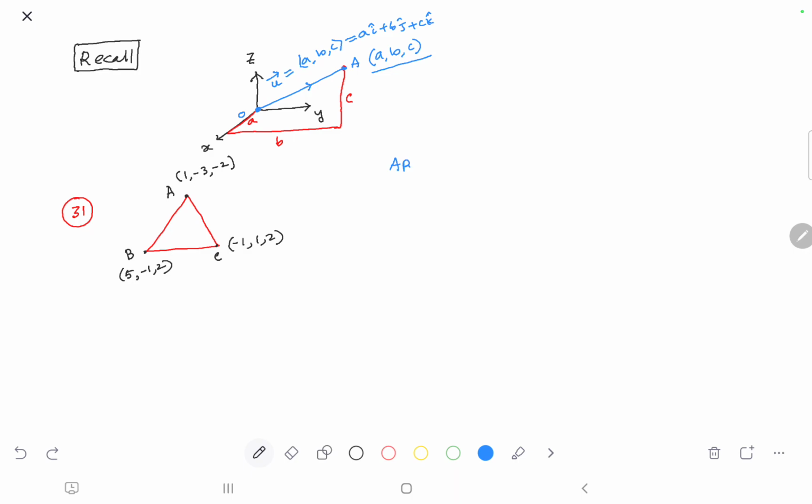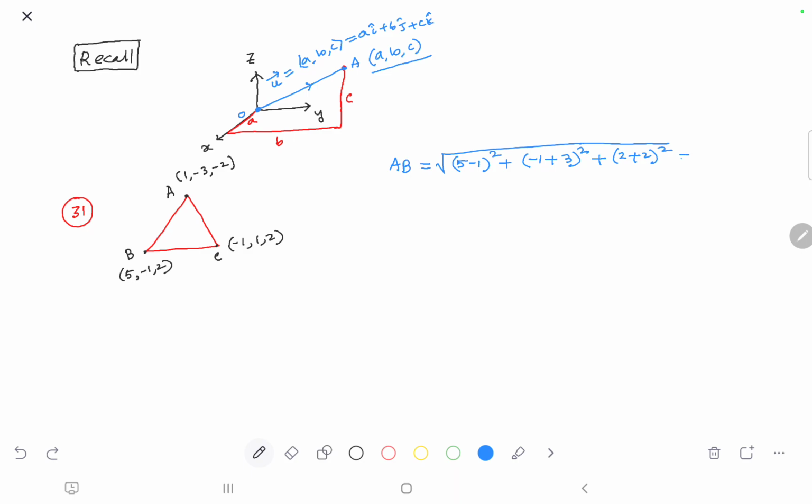So the distance between the points A and B will be what? Square root of (5 minus 1) whole square plus (minus 1 plus 3) whole square plus (2 plus 2) whole square. Is it okay, Mayan? A and B have coordinates, then we use the distance formula.